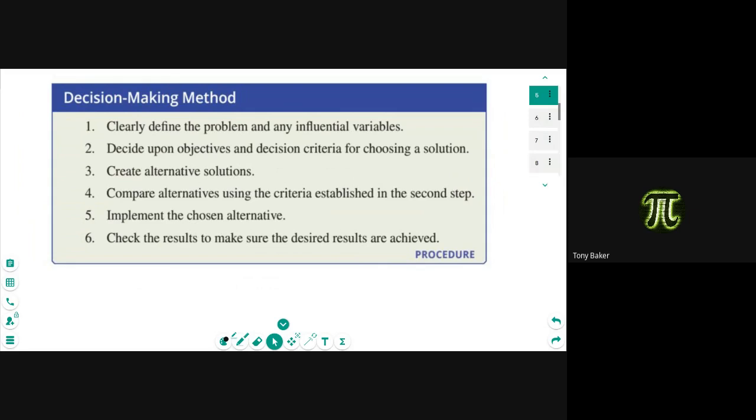So this is the slightly varied version of the scientific method. This is what we typically use in statistics. So you're going to clearly define the problem and any influential variables. Right, so notice we just talked about confounding variables. Influential variables are the variables that I'm going to be looking at. These are the things that could influence the actual outcome of my study. We're going to decide upon our objectives. It's just like your hypothesis.